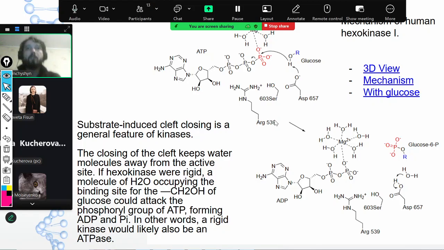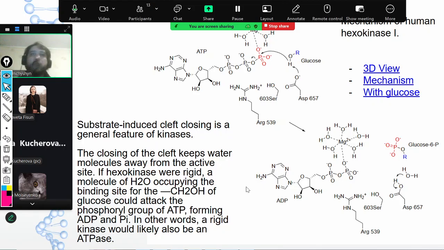The closing of the cleft that I showed you, that change in conformation of the hexokinase, is basically to keep water molecules away when we are transferring the phosphate group. If the hexokinase were rigid, a molecule of H2O may occupy the binding site we have for the glucose, because we are basically using just this OH, and the phosphoryl group of ATP will just be detached, and a rigid kinase will just work as an ATPase, but it will not produce anything useful for us.